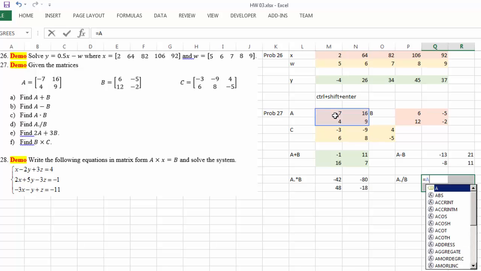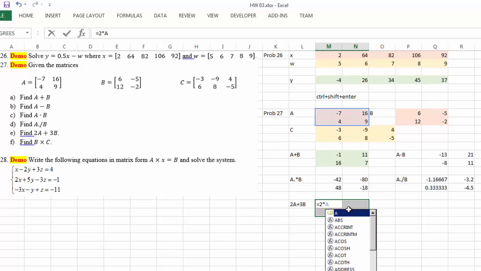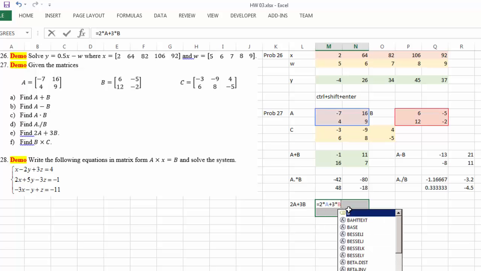So A divided by B. And then for 2 times A plus 3 times B. So again, it has to have the same size. So this equals to simply 2 times A plus 3 times B.